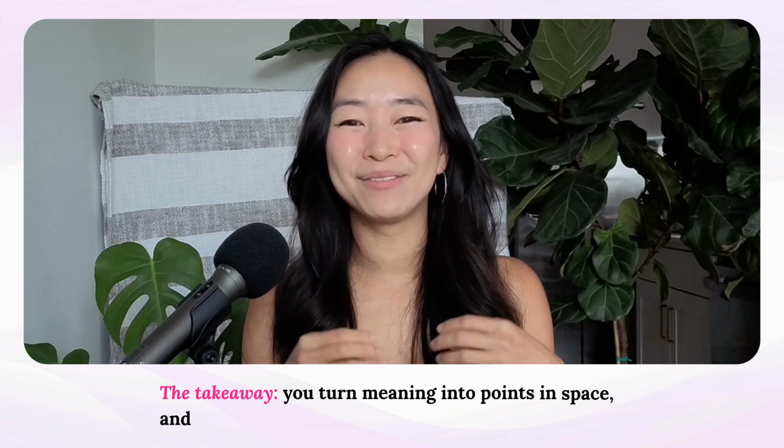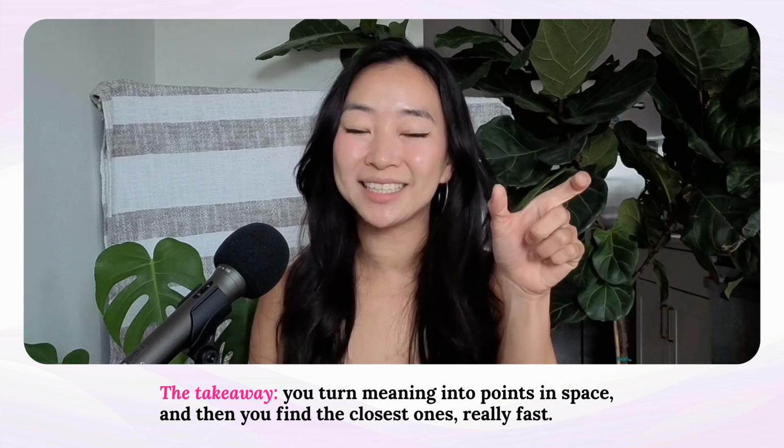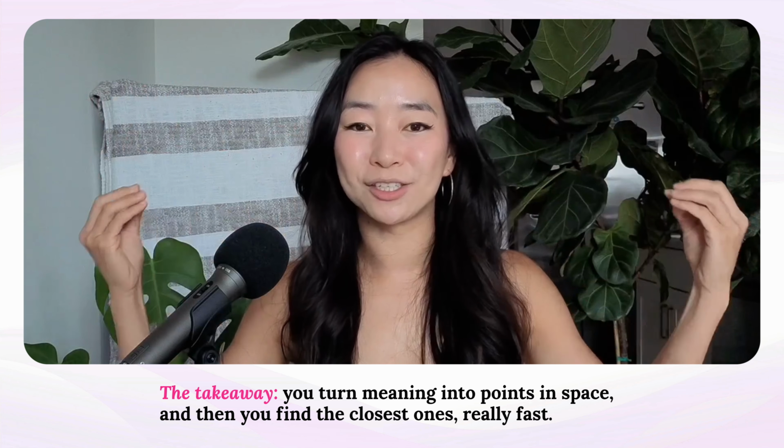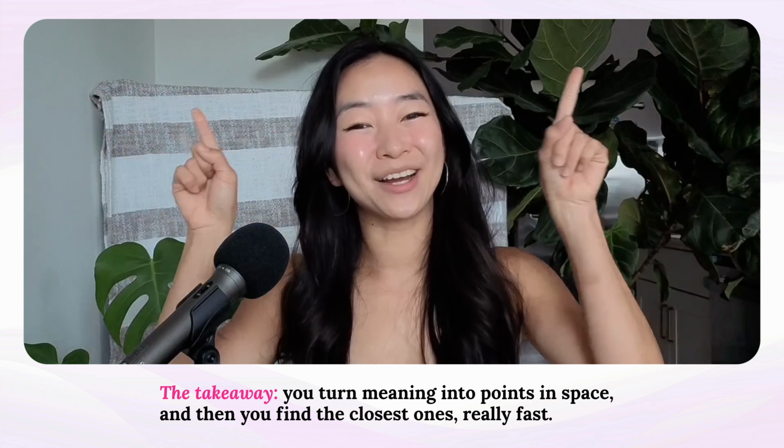So quick summary here, a vector database turns text into numbers which exist as points in space. And when it searches on meaning, it finds points that are close to each other.